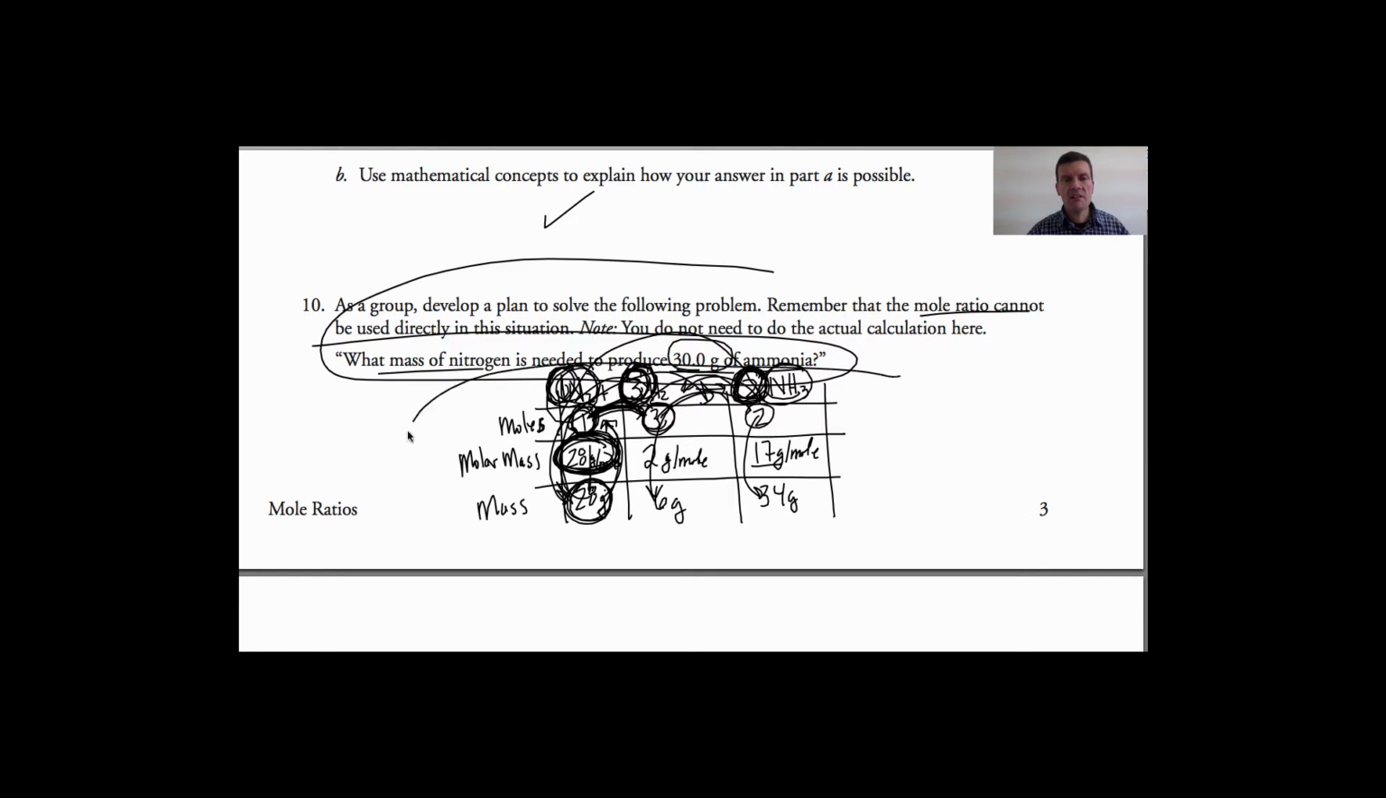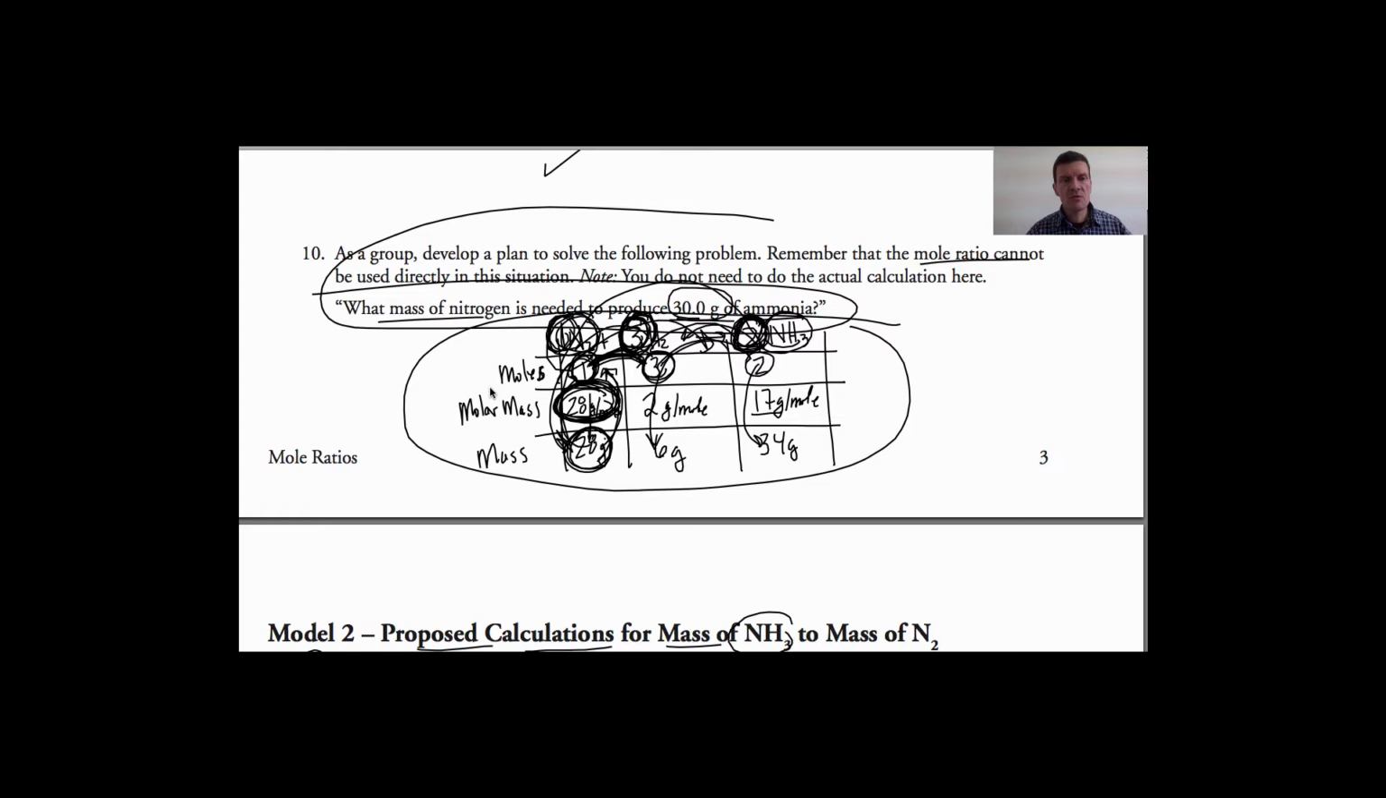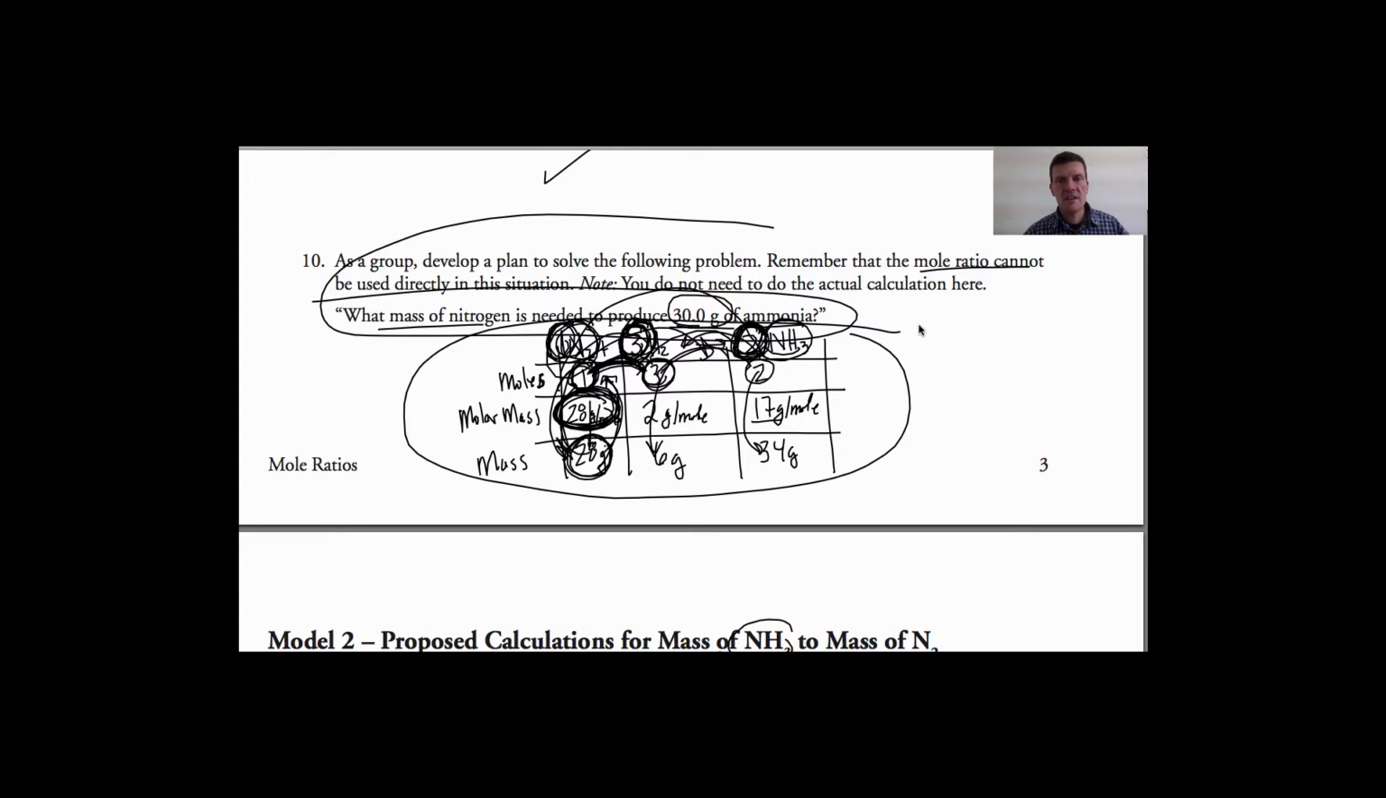So I kind of already set up a method of my own, but let's see what happens down here in the students' methods. By the way, this is the way I would attack it. I've set up my balanced equation, and I've got moles, molar mass, MM, and mass.